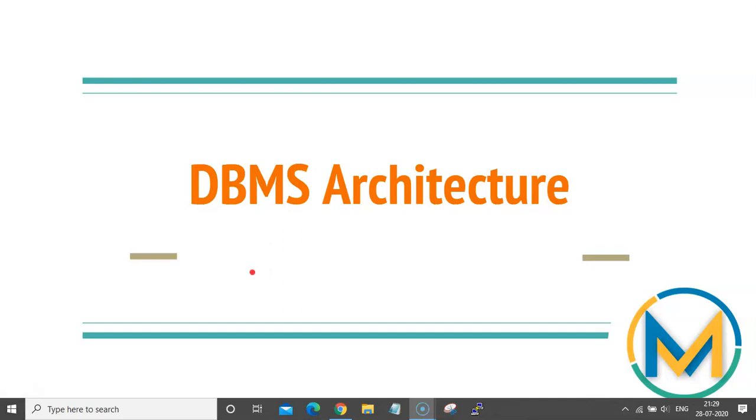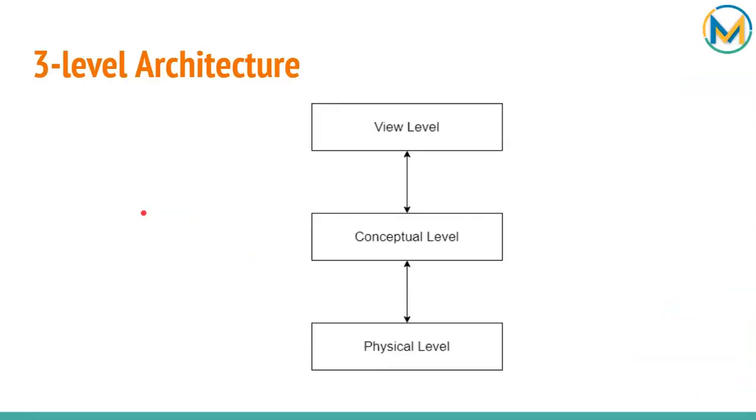So in the previous video we saw what is data, what is a database, what are database tables, and what is a database management system. Now let us dive deeper into DBMS by looking at its architecture. So DBMS follows a simple three-level architecture. This is also called the three-tier architecture sometimes. So the three levels are view level, conceptual level, and physical level.